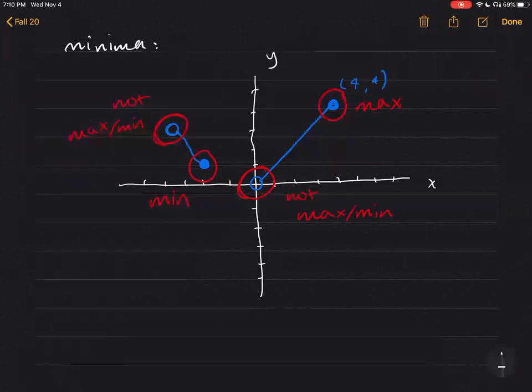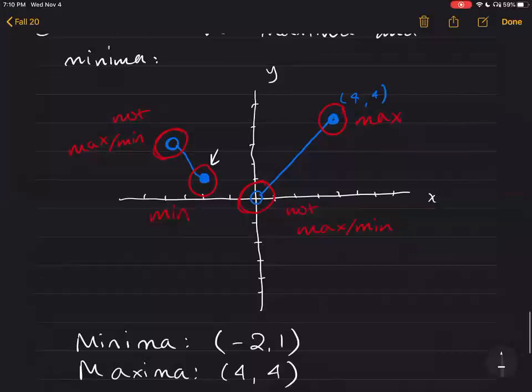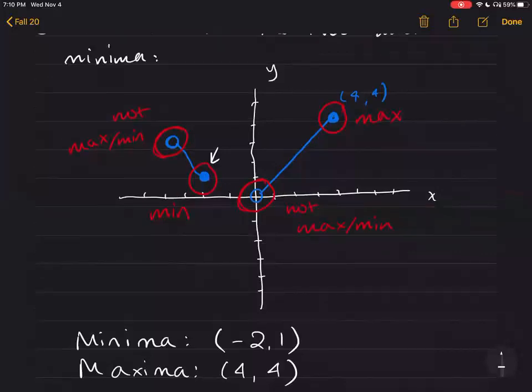So the answer to this would be the minima is at the point where this is, so that's going to be -2, 1. And the maxima is going to be at 4, 4. There we go. All right. So be careful when you're dealing with maxima and minima with the endpoints. I know that this is different if some of you have taken calculus, where you look at maxima and minima differently, but this is the way our book defines maxima and minima, so that's what I'm going to follow in this course.